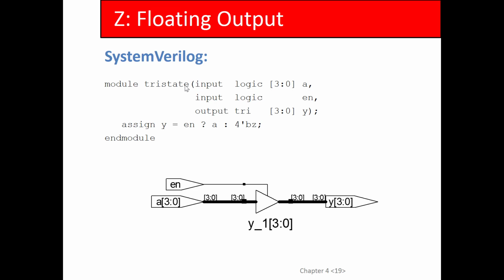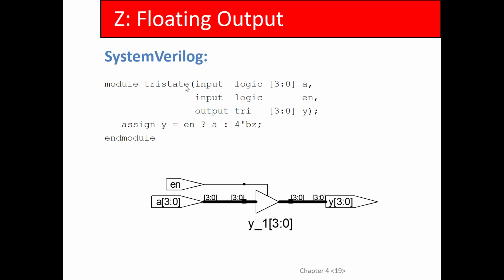Unless you could do something like this. Say I declared A as logic [4:0] A, and I had logic [1:0] Y. I could assign Y equals A, but because Y is 2 bits and A is 4, I should do something like this. I should say A bits 1 down to 0 assigned to Y. That's what you should do.